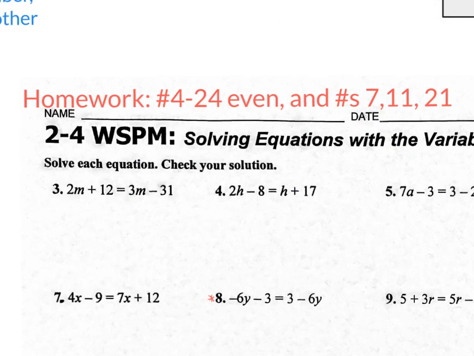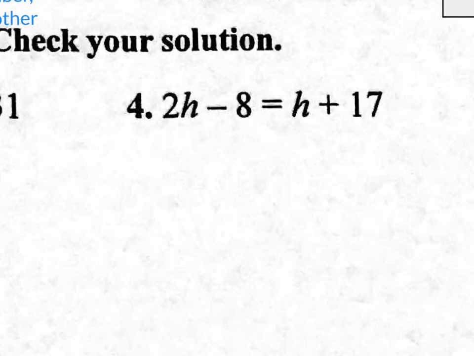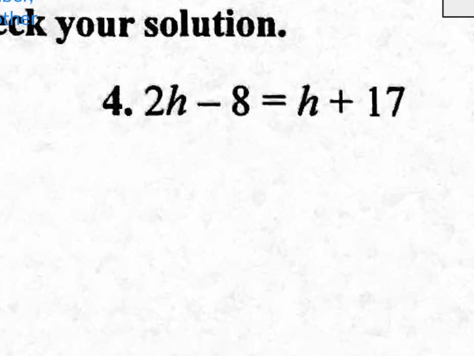So this is our assignment up here, numbers 4 through 24 even, and also 7, 11, and 21. Now, we're not going to be able to do all of these. There are some special cases that really give us weird answers, all right? And we'll get to that tomorrow. Let's just do the ones that we could do right now. Let's start with number 4. You want to solve this thing. Is there any simplification to do? Do I need to do distributive property or combining like terms? No, it's already simplified.